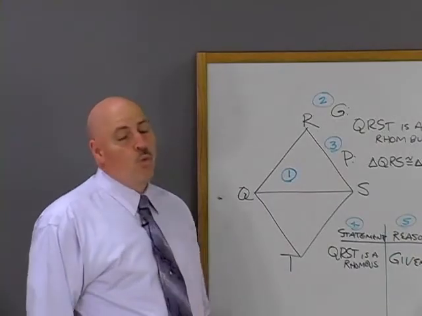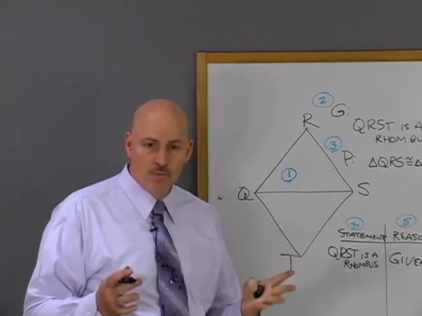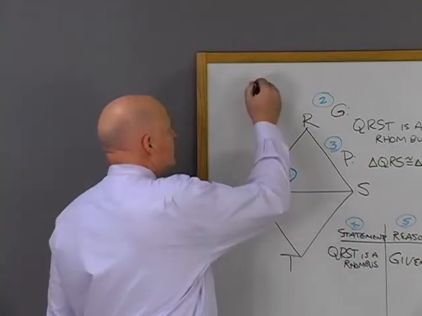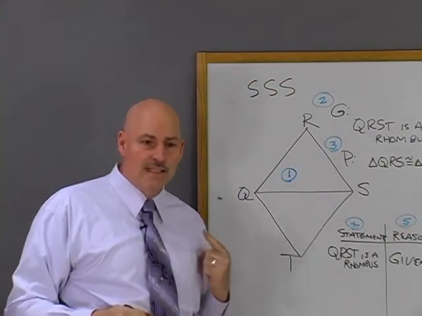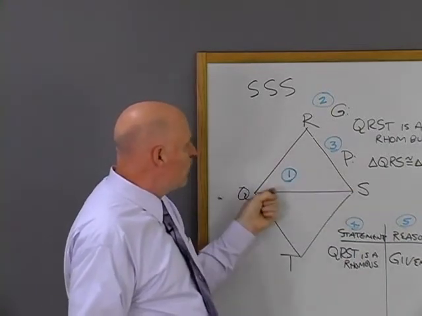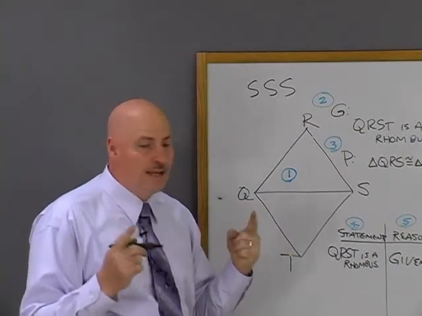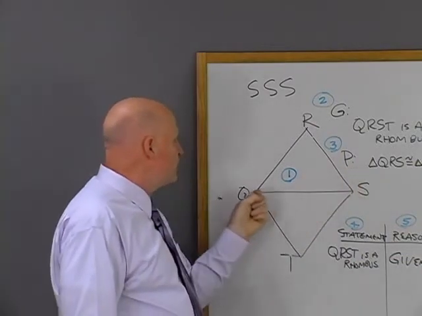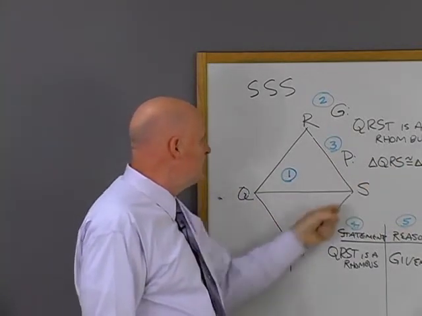Now, we only know one way to prove a triangle congruent at this point in our career. What is that way? Side, side, side. If we can find 3 sides of this triangle and 3 sides of this triangle congruent, then we can do what we're trying to do, which is to prove that triangle QRS is congruent to triangle QTS.